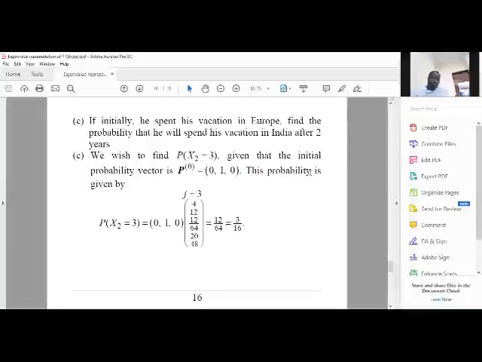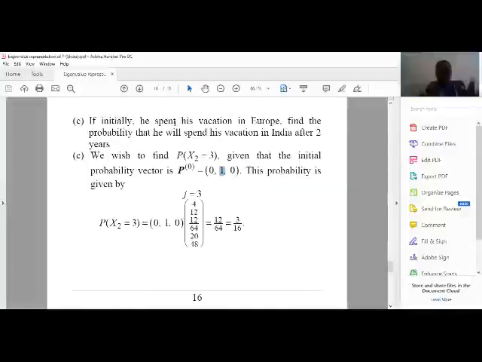Yes. Great. Then we were told that initially he spent his vacation in Europe. This is what you call the initial probability distribution. We call this P raised to the power 0, the initial probability distribution. Africa is 1, and number 2 is Europe. Number 3 is India. Have you seen it? Because we know that initially he spent his vacation in Europe, we give Europe 1 and the rest will be 0, because the sum should be 1.